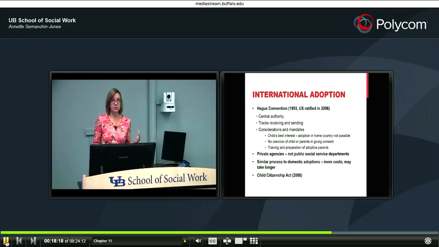They are similar in the process, again, of the same home study, applying to become an adoptive parent. You're going to a private agency and going through a very similar process. There are more costs. There's often international travel and travel costs, as well as legal cost in the sending country. So it is often more costly, and it may take longer. And so, there are some differences.